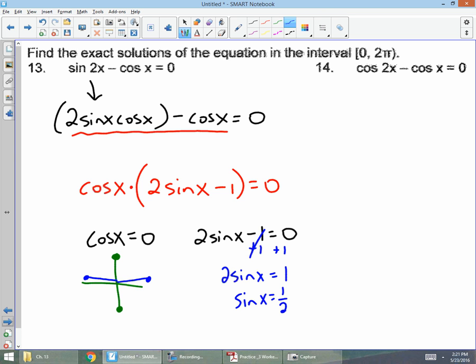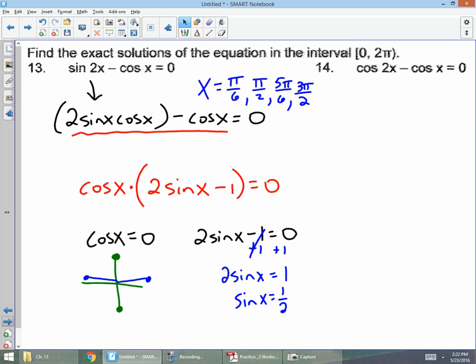Let's put it all together and answer the question. X would equal pi over 6, pi over 2, 5 pi over 6, and 3 pi over 2.